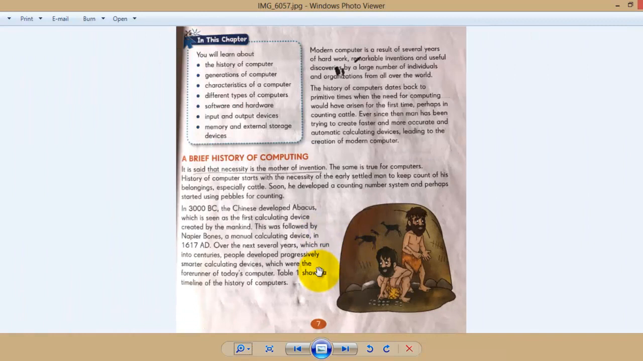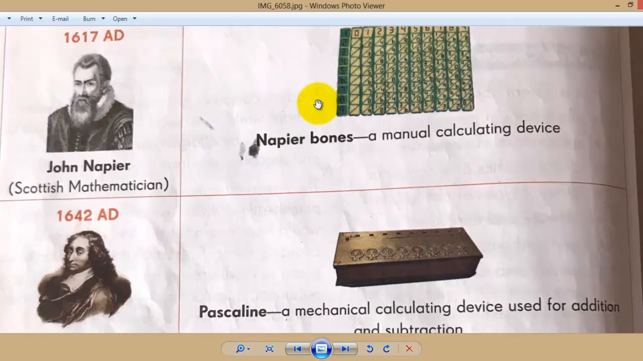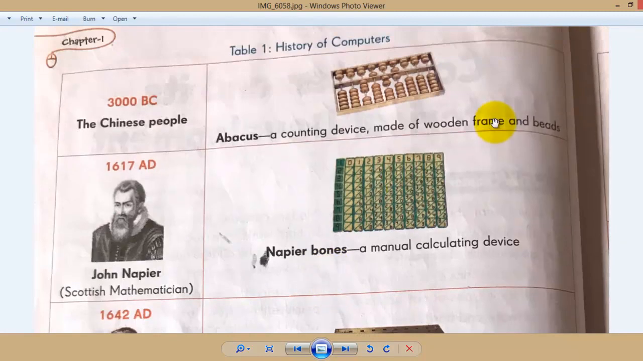Okay, let's go to the next page. This is Table 1, which we have already seen. The first one is the abacus, developed by Chinese people in 3000 BC, the first calculating device with a wooden frame. We have already discussed this in the study material. You don't need to note down that study material in your notebook. I have prepared it just for reference.